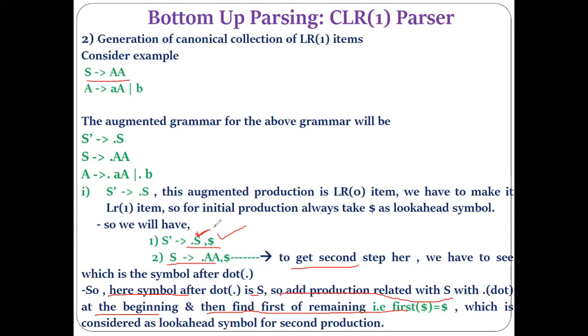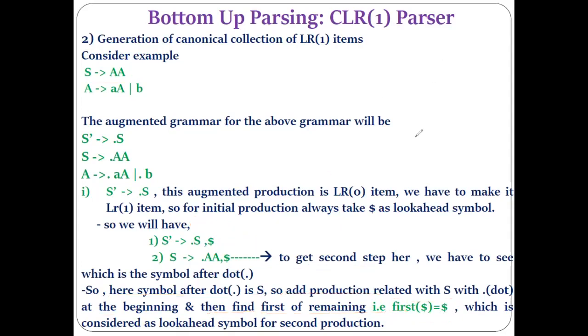And what is the next step we have to perform? You have to take the first of the remaining part of this first step. So I have mentioned, first add the production related with S with the dot at the beginning, and then take the first of the remaining. So what is the first of the remaining here? It is nothing but first of dollar. First of dollar is always the dollar, which is then considered as the look ahead symbol for the second production. So in this way, we are getting here the second production.